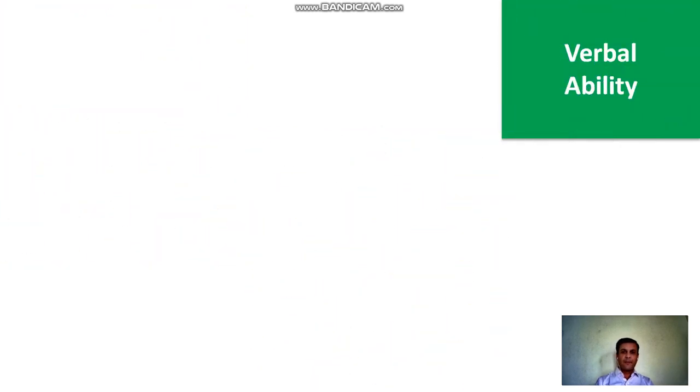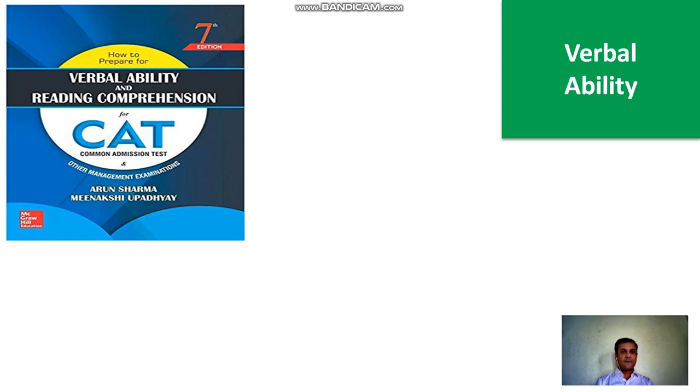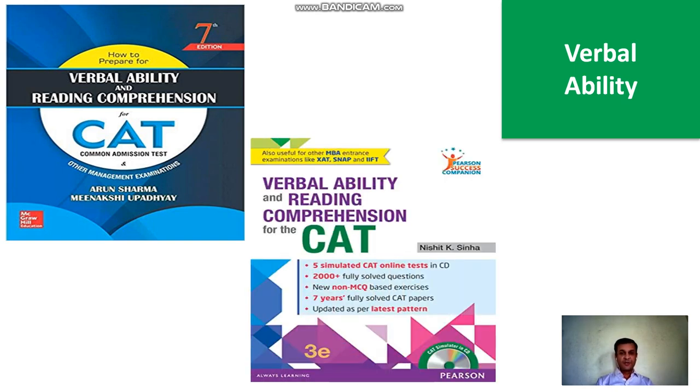Coming to verbal ability, that is English. Verbal Ability and Reading Comprehension by Arun Sharma and Meenakshi Upadhyay, by Tata McGraw-Hill Publishers, is one of the best books according to me. Also, if you want, you can go through this book also, Verbal Ability Reading Comprehension for CAT by Sinha, and it is by Pearson Publishers. So it's up to you which book you go for.